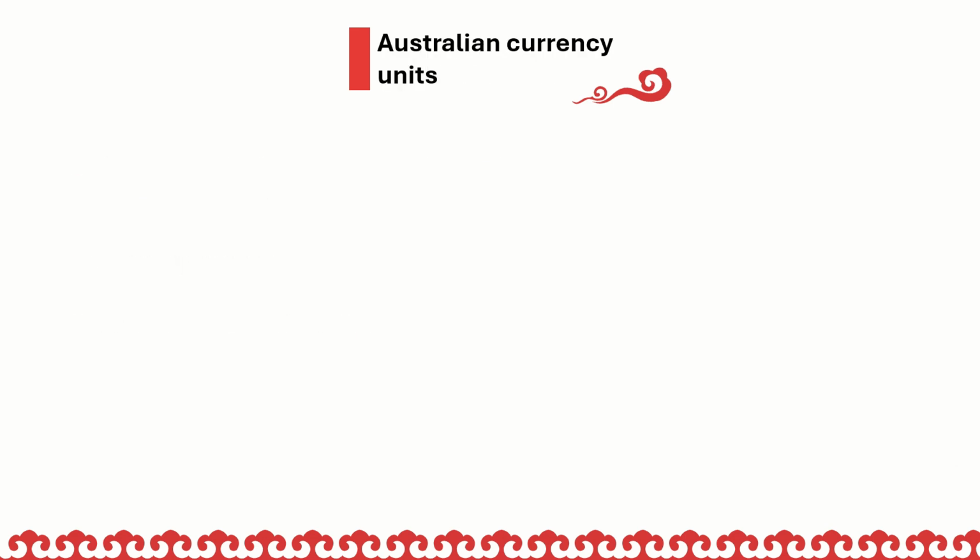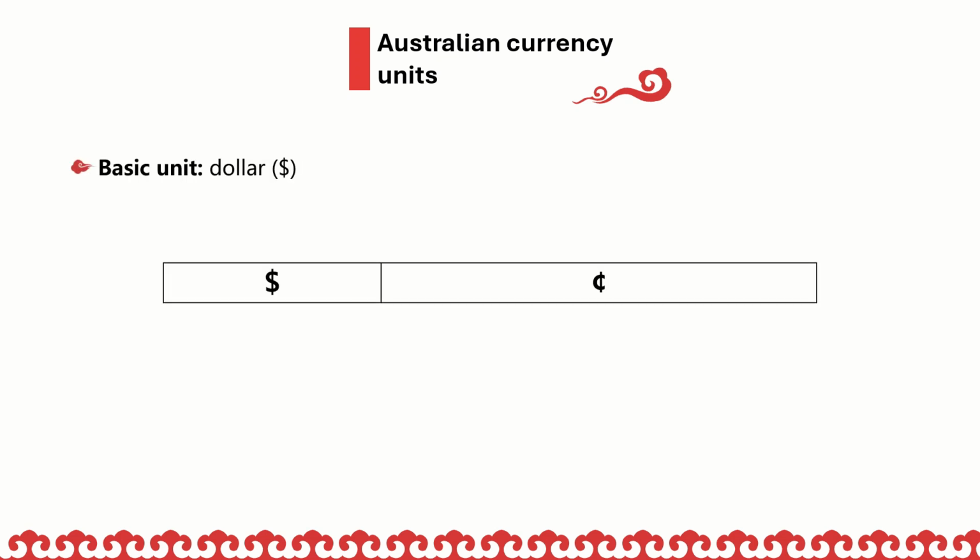To understand Chinese currency units, let's first look at one we're familiar with, the Australian dollar. In our currency in Australia, the basic unit is called the dollar, and we have a subunit called cents. 100 cents make up a dollar.